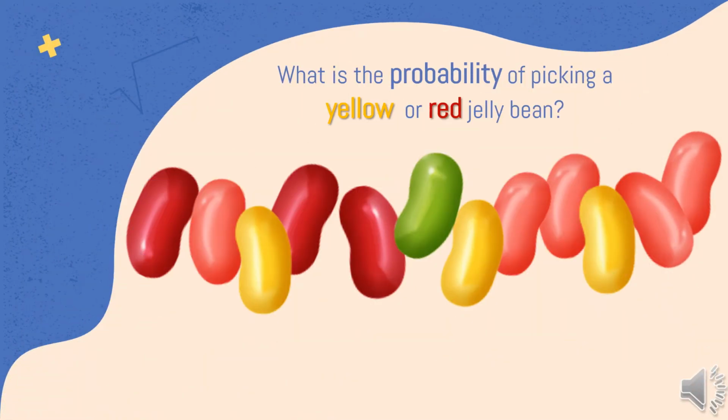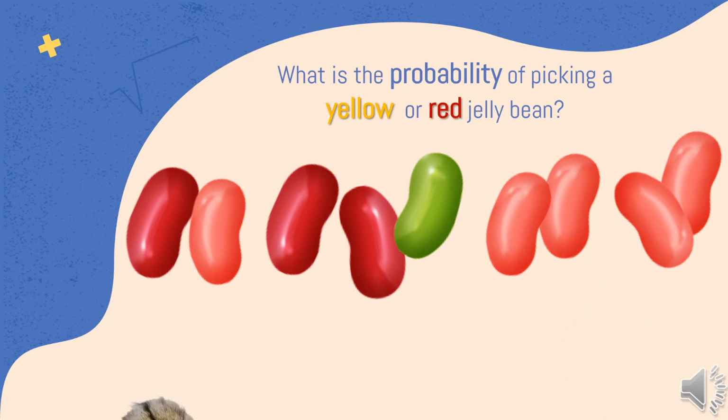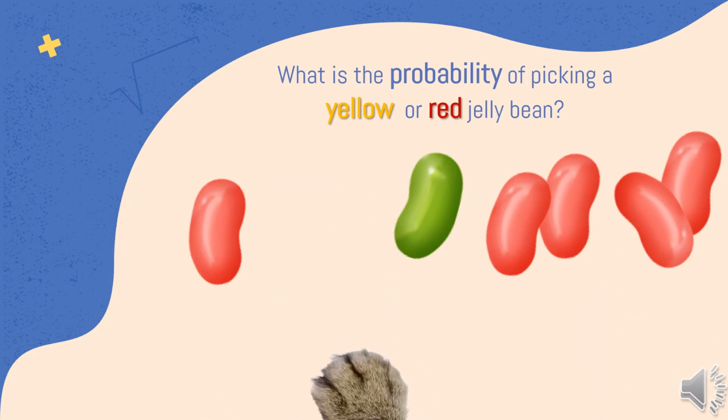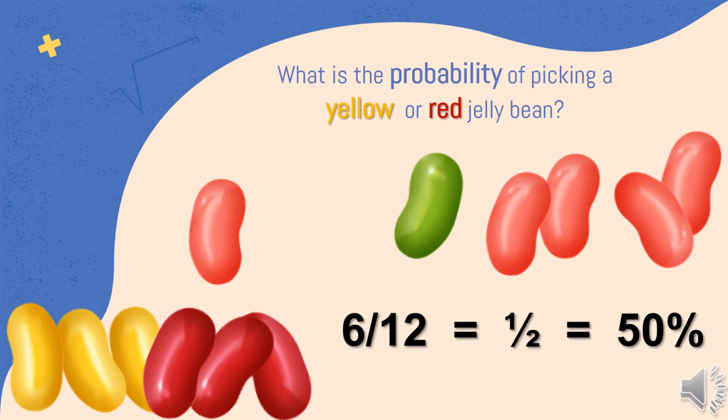What is the probability of picking a yellow or red jelly bean? Let's count. 1, 2, 3 yellow, 1, 2, 3 red. That gives us 1, 2, 3, 4, 5, 6 jelly beans that are either yellow or red. That would give us 6 out of 12, which reduces to 1 over 2, or 1/2, or 50%. The probability that the jelly bean is yellow or red is 50%.